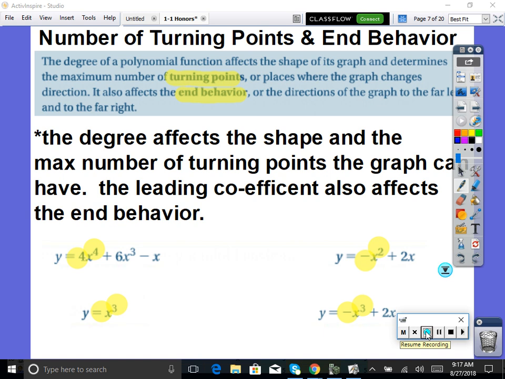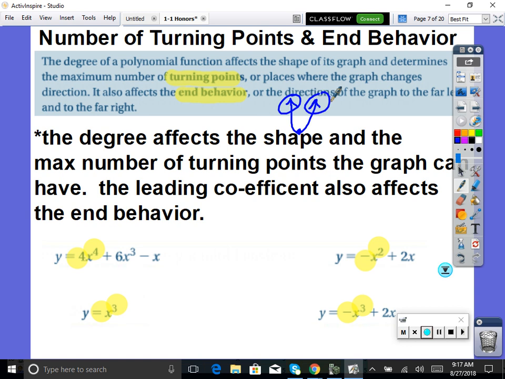Okay, so now we're going to talk about, given a polynomial, we know how to name it now. So now we're going to talk about a couple different things. We're going to talk about the number of turning points a polynomial could have, and we're going to talk about its end behavior. So turning points are where it changes from increasing to decreasing. So like, for example, if we have a quadratic, right here is a turning point because it's decreasing, then it changes to increasing. So that's what a turning point is. And then end behavior is what happens to the far left and right of the graph. So like right here, and over here, what's happening.